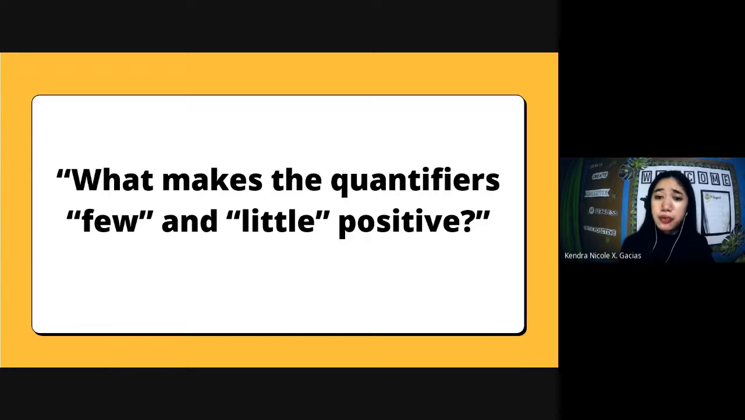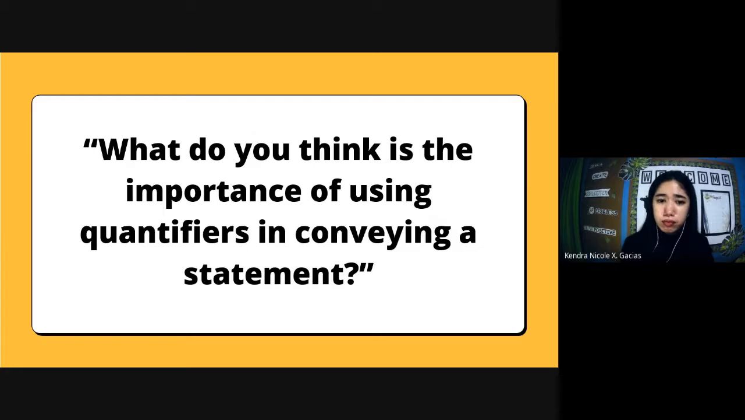And we're down to our last question. So, what do you think is the importance of using quantifiers in conveying a statement? All right. Would you like to try again, Mena?